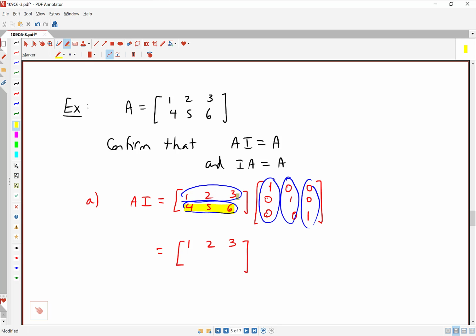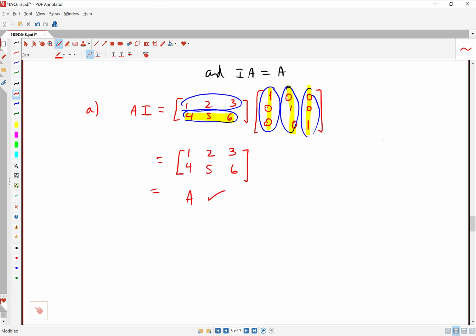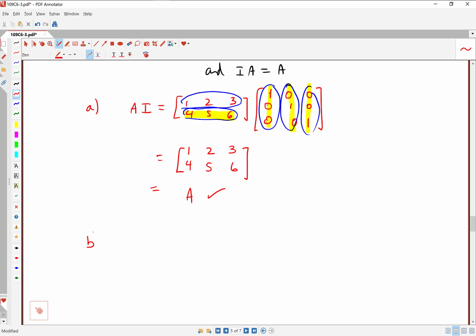This row, we're going to imagine doing the dot product with the various columns. So dot product with that column gives us 4. Dot product with the second column here gives us 5. And then dot product with the third column gives us 6. So sure enough, we do end back at our original matrix A. Now let's confirm quickly that if we did this in the other order, it would also work. So we want to try I times A and confirm that that comes out to A.